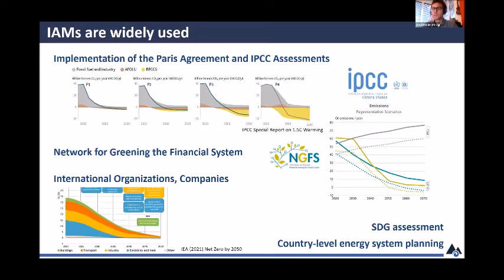So this slide gives you an overview of how widely used IAMs are. Here you see a couple of very well known applications, of course the IPCC, which has been using them throughout its latest assessment reports, but they're also used increasingly, for instance, by the NGFS for the work of central banks. Maybe you saw the IEA's recently published net zero report. But there are also other uses like country-level energy system planning or SDGs, and even companies using IAMs. So I think they are widely used, and it's relevant to think critically from a scientific perspective about the status of this literature.